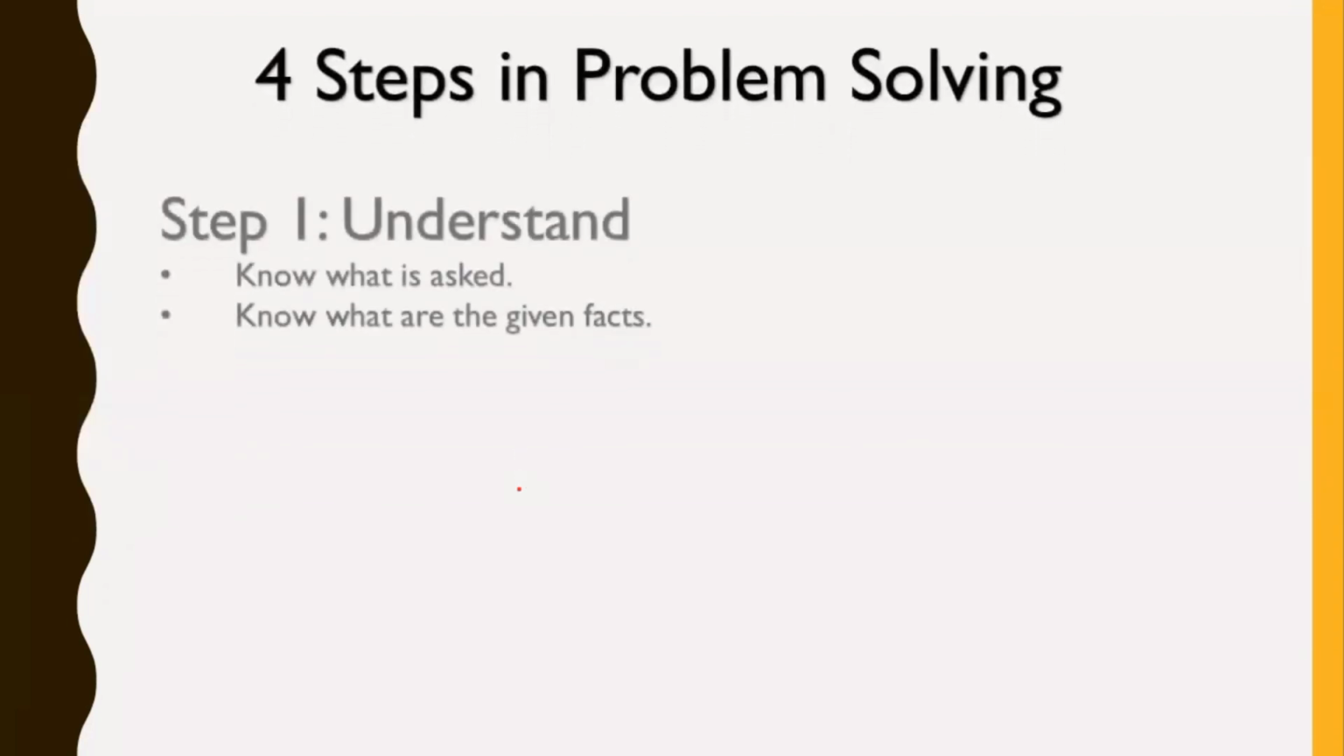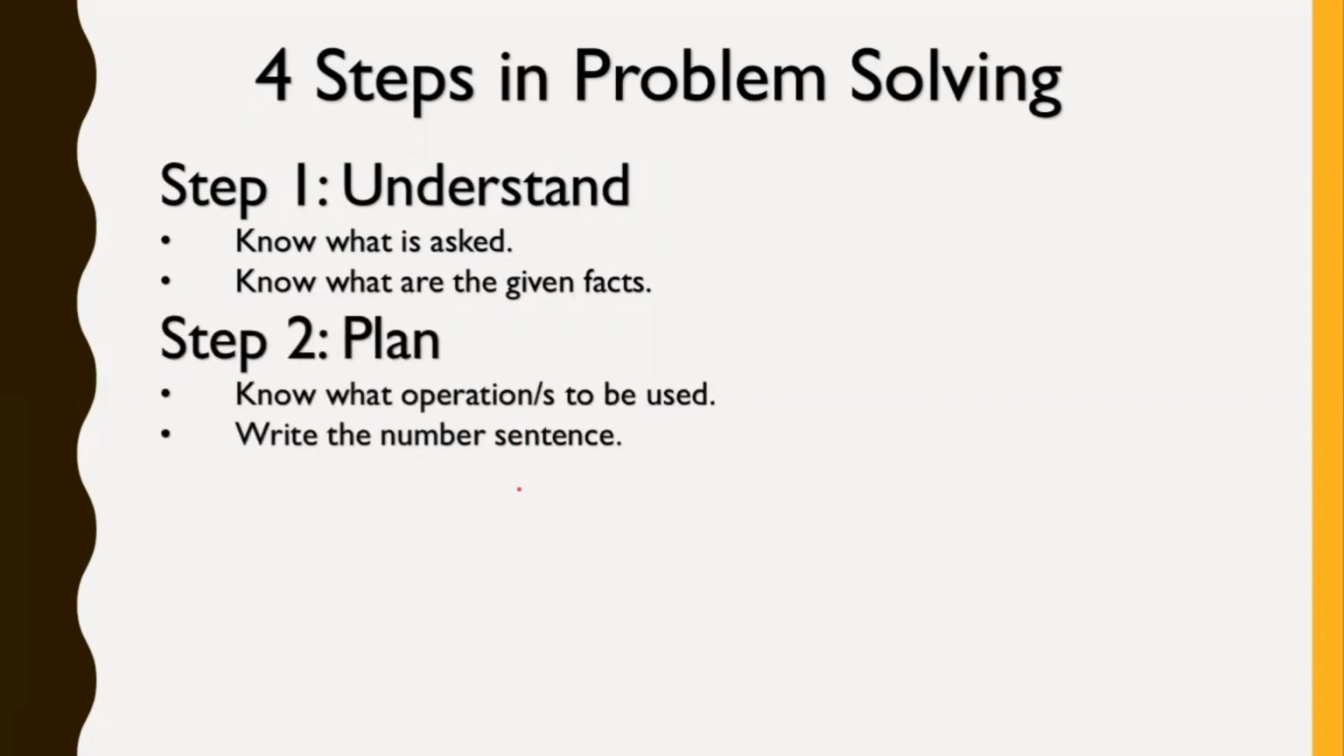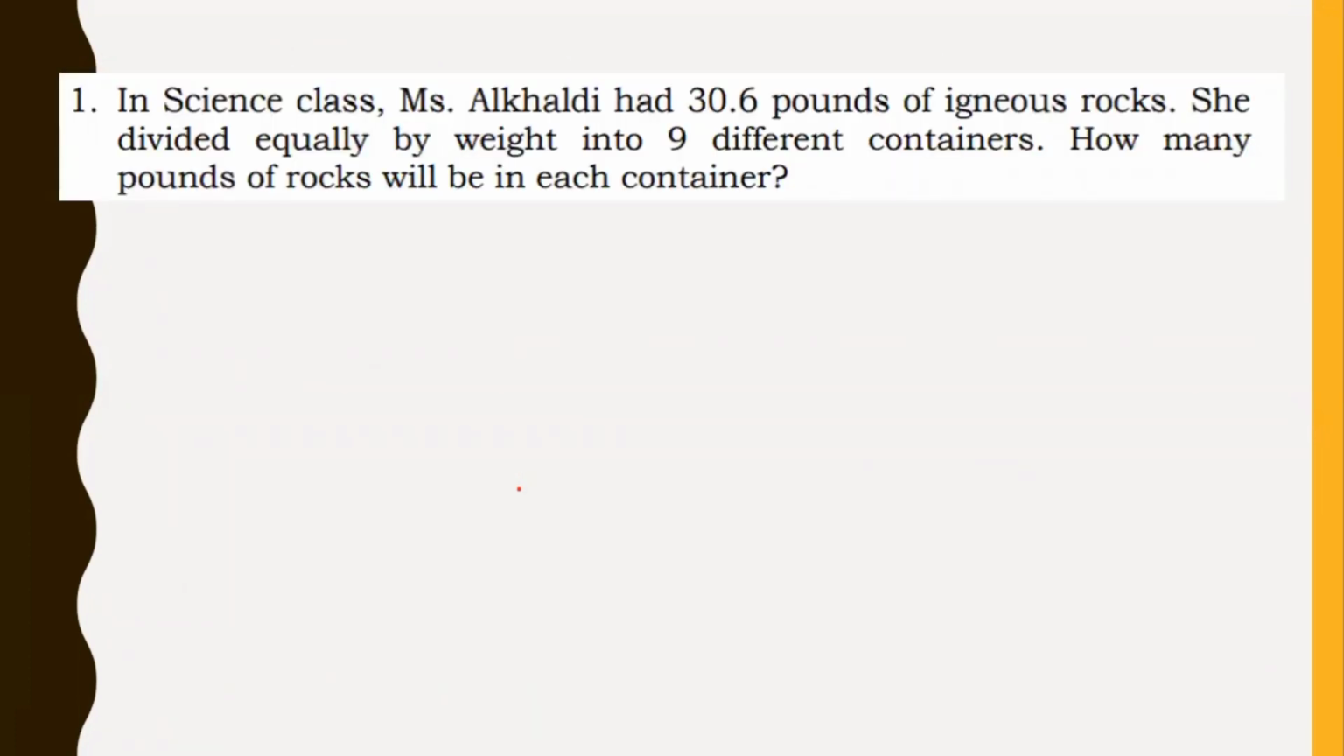So, the 4 steps are: step 1, understand. Know what is asked and know what are the given facts. Step 2 is to plan. Know what operation or operations to be used and write the number sentence. Step 3 is solve. And step 4 is to check or look back at your answer. So these are the 4 steps in problem solving. Now let's proceed to problem number 1.